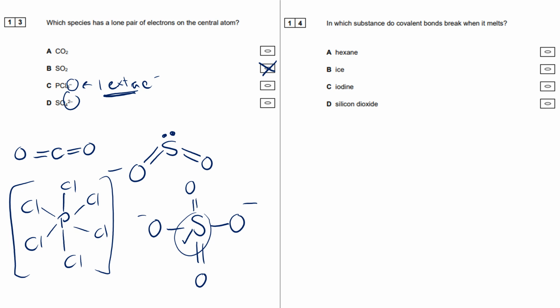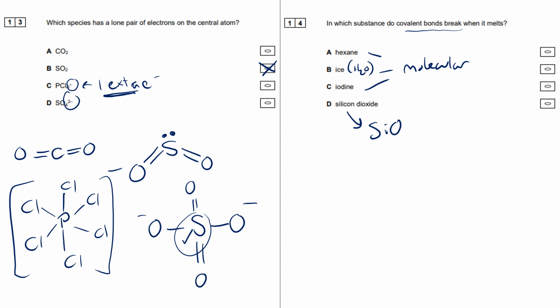Question 14. In which substance do covalent bonds break when it melts? So we have hexane, ice, iodine and silicon dioxide. Covalent bonds are very strong, and require a lot of energy to break. Hexane, ice or water, and iodine are all molecular substances. That means you're going to be breaking weak intermolecular forces between molecules when it melts. The covalent bonds will stay intact.